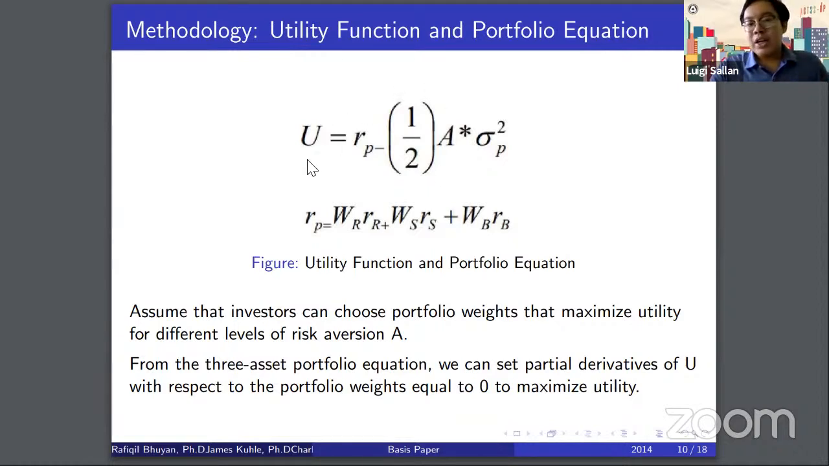If we look at our utility function here, we will find the variable RP, which is actually our three asset portfolio equation. And we can see that our utility function is a function of this equation, of our portfolio equation. Then it makes sense that by taking the partial derivative of U with respect to the desired asset weight that you want to maximize, and setting it equal to zero, you would be able to determine your formula for your optimal asset weight.